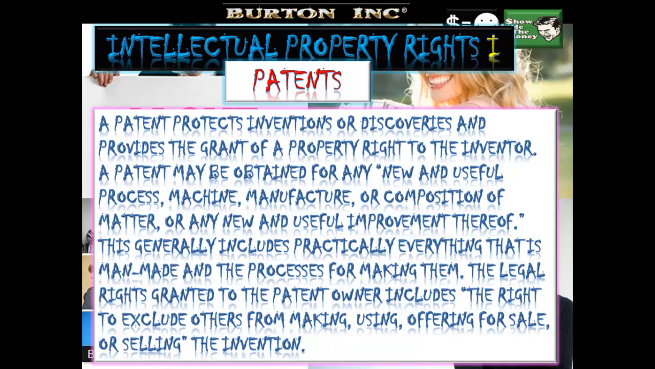A patent may be obtained for any new and useful process, machine, manufacture or composition of matter, or any new and useful improvement thereof. This generally includes practically everything that's man-made and the processes for making them. The legal rights granted to the patent owner include the right to exclude others from making, using, offering for sale, or selling the invention.